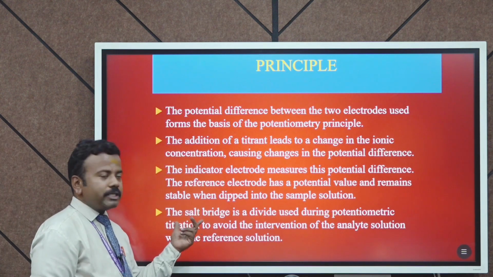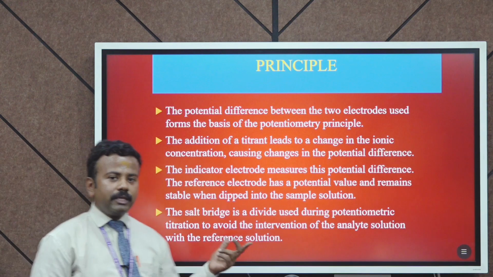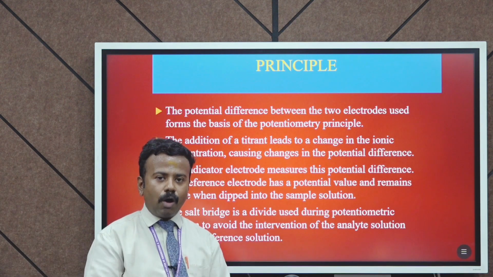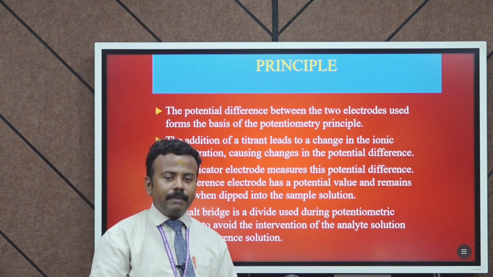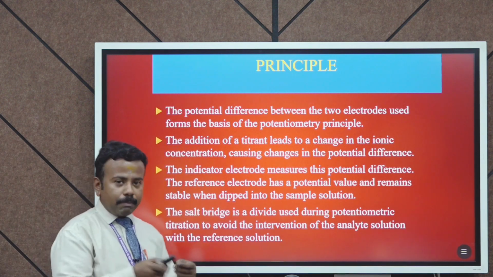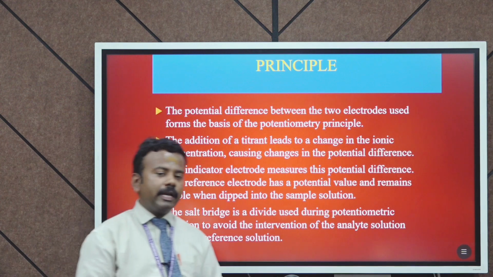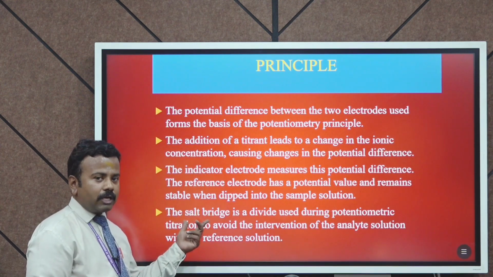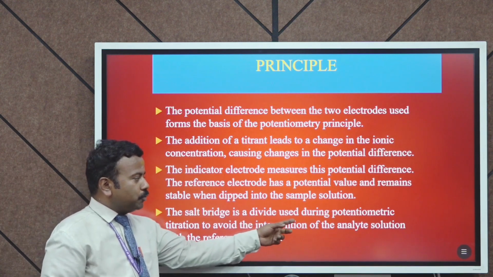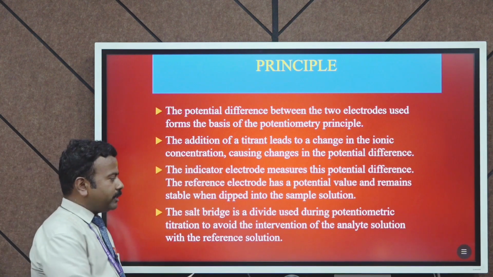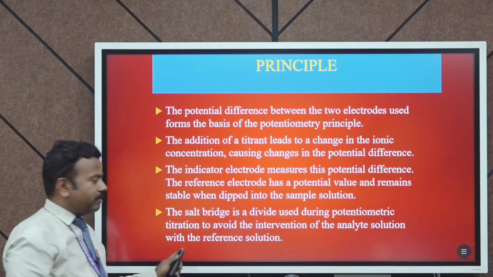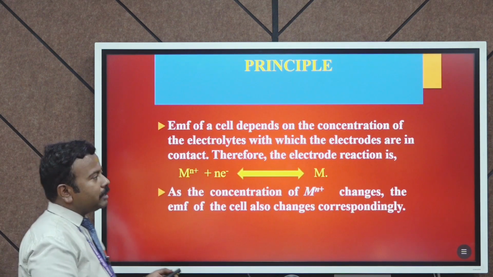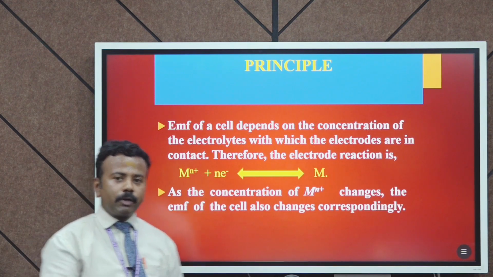Here we are using the salt bridge. The salt bridge is made up of saturated KCl solution. It is a paper strip or some other connecting material. That material provides electrical continuity of the solution and eliminates the liquid junction potential. This is the main function of the salt bridge. The salt bridge is a device used during the potentiometric titration to avoid the intermixing of the analyte solution with the reference solution.